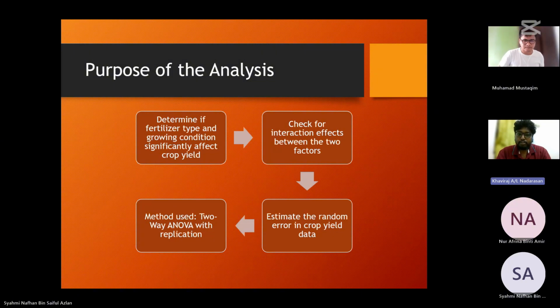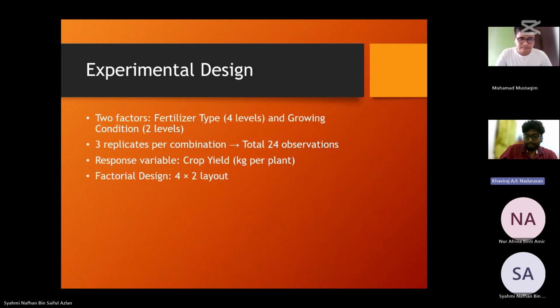Then we move on to check the interaction between two factors. And then we estimate the random error, which the question needs. The method we used is two-way ANOVA with replication. Okay, next. So it's an experimental design.